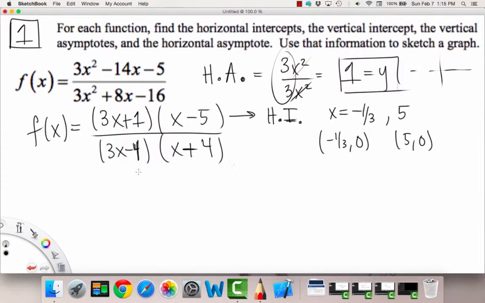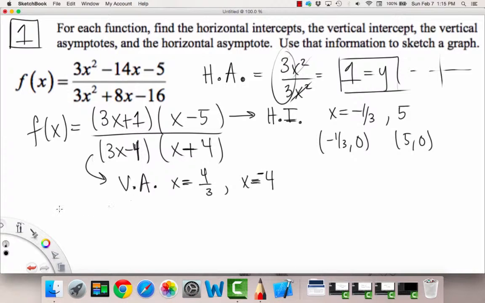And as for our vertical asymptotes, we can find that from looking at the bottom, right? Vertical asymptotes are what makes the denominator be 0, but not the numerator. So the bottom is going to be 0 when x is equal to positive 4 over 3, or negative 4, okay? I'll just write those as two separate things. So we have one vertical asymptote there, and another one at x equals negative 4.